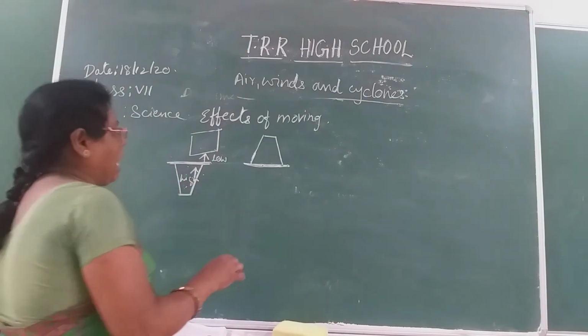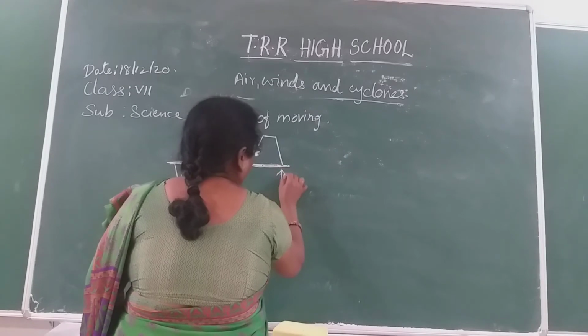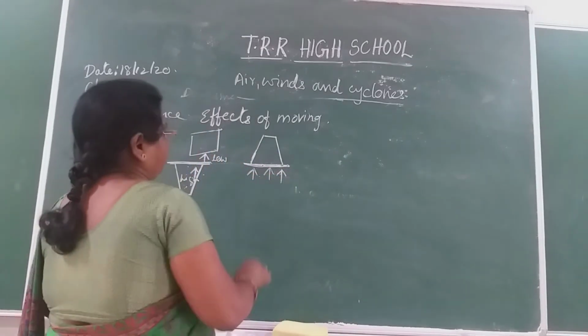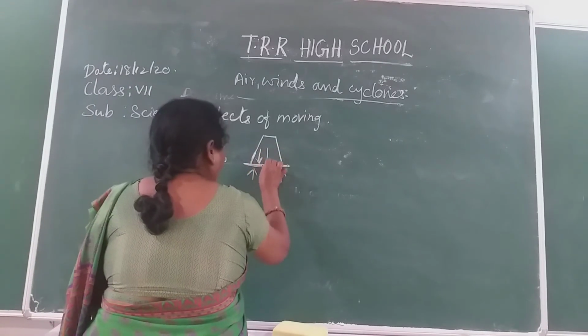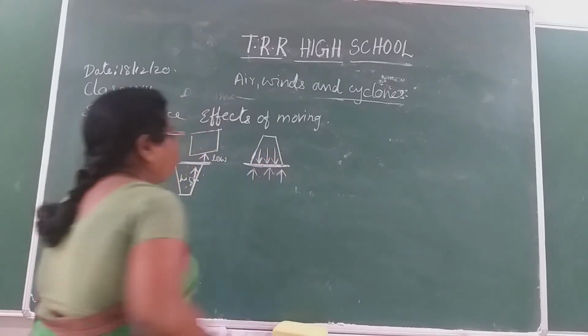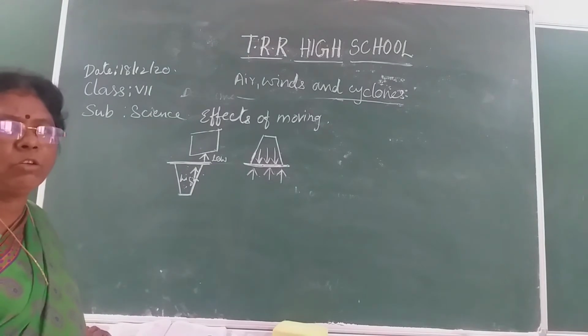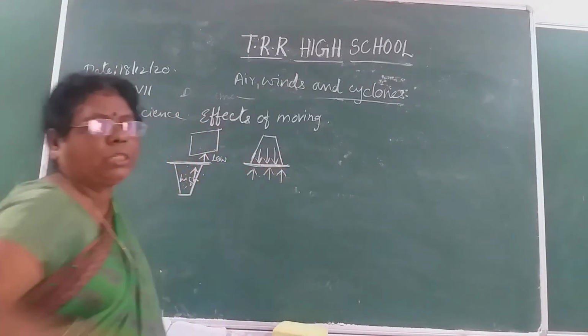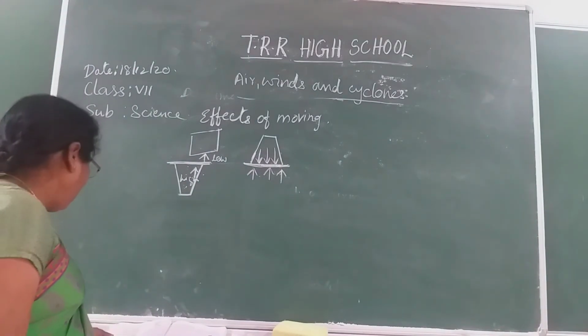Here what happens? High air pressure is created on the cardboard from outside. From the inside, an equal pressure of air is created, due to which the cardboard will not fall down. After some time, when the cardboard is wet, it will fall down. Okay.